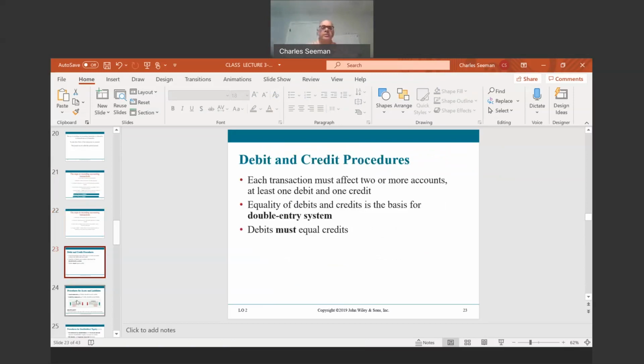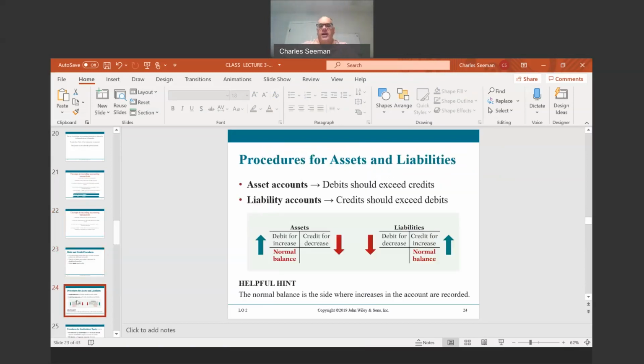Equality of debits and credits is the basis of double entry accounting. Debits must equal credits. Asset accounts increase with a debit and decrease with a credit. Liabilities are credit to increase. So it's recorded.